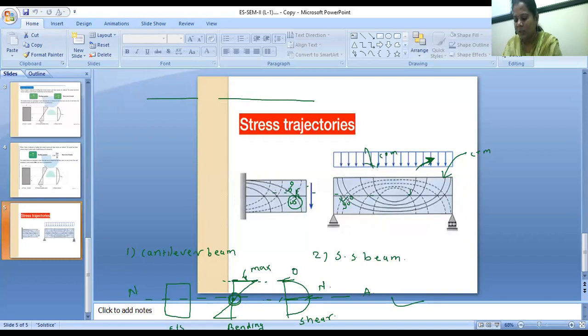And the last point is at the top and bottom surface of the beam, where shear stresses are 0. See here from this figure, shear stresses are 0 at the extreme fiber. So at the top and bottom surface of the beam where shear stresses are 0, the trajectories are either horizontal or vertical.